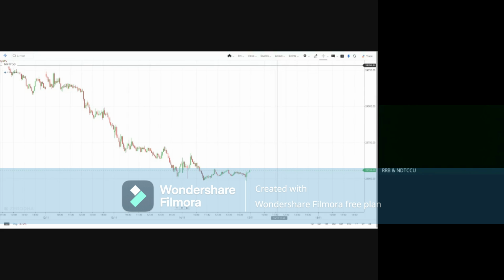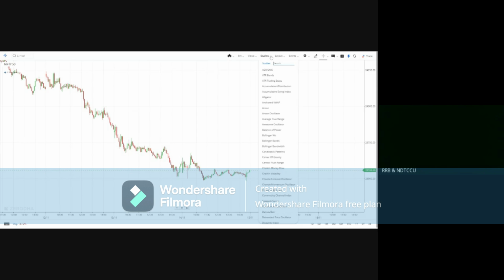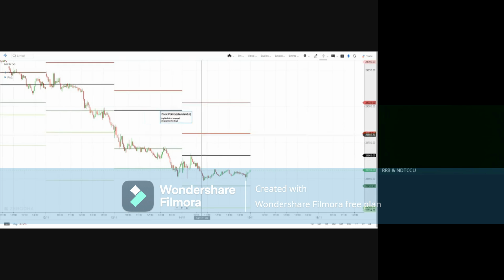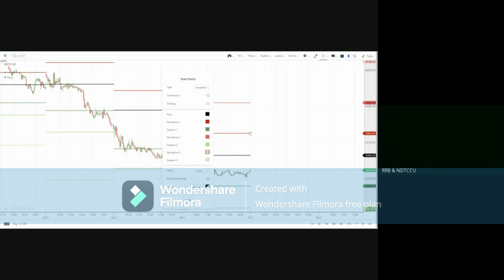Okay. Now, how to apply indicators in Zerodha. You have to go to studies and then search. The first one I use is the pivot points. I'm not going into mathematical details of what pivot points are. These are Fibonacci pivots or standard pivot points. Doesn't matter much. If you right click on this, you can see the settings. This is standard. You can use Fibonacci also. Both work fine.